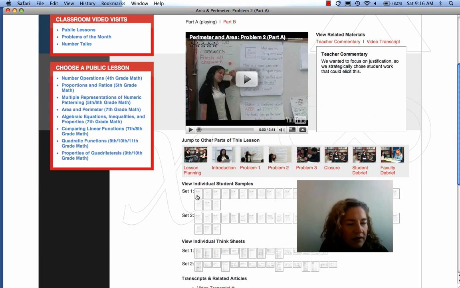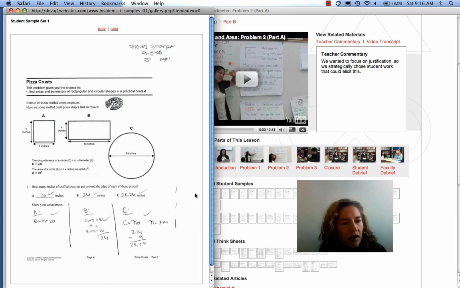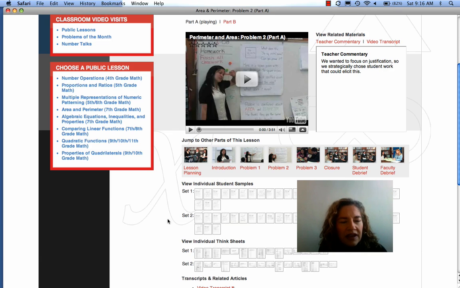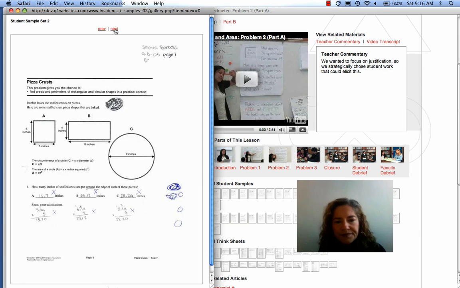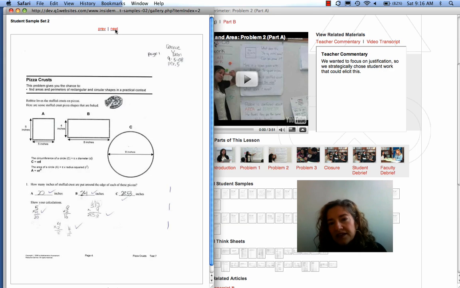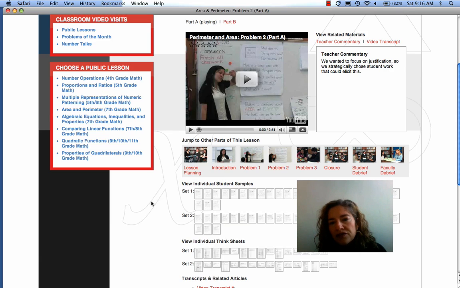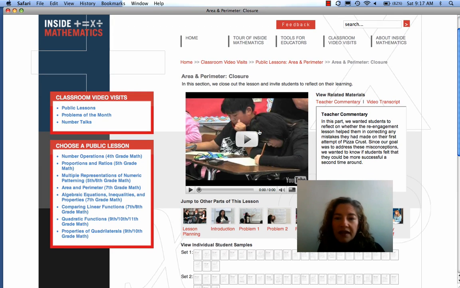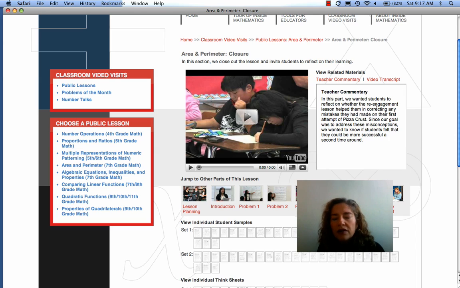So again, like with the others, you can go through here and you can see all the examples of student work. You can advance throughout them by clicking on the next button here. And you can see, how did these students approach this task? And then at the end of the lesson, in this closure and debrief, they ask their students to reflect on their learning, whether this re-engagement lesson helped them in correcting any mistakes they had made on their first attempt. Since our goal was to address these misconceptions, we wanted to know if students felt that they could be more successful a second time around.